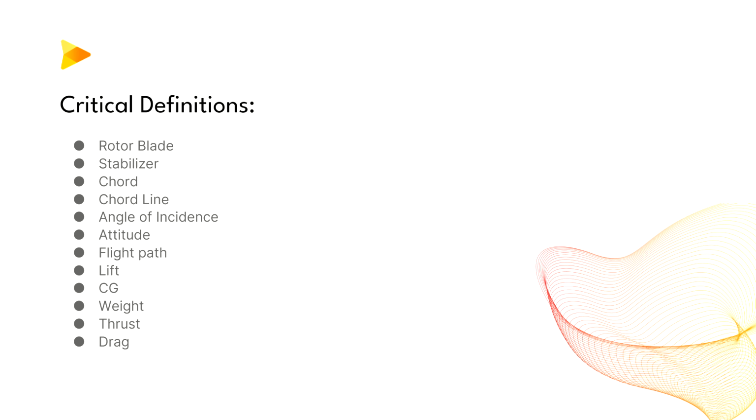Lift is a component of the total aerodynamic force on an airfoil and acts perpendicular to the relative wind. Center of gravity, or CG: the average weight across an aircraft through which gravity is considered to act. Weight opposes lift via gravity; thrust is the forward force which propels the airplane; drag is the retarding force which limits speed. And that's all you can find in the critical definitions.